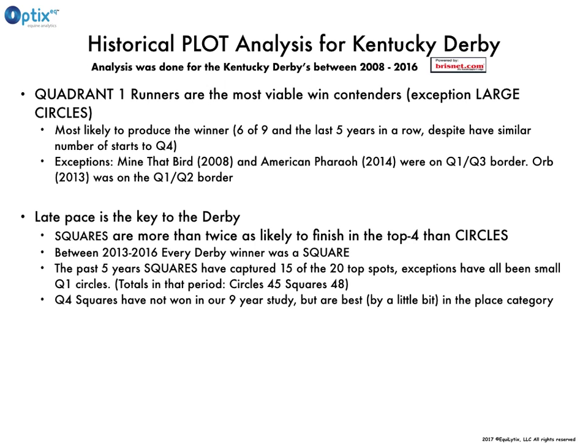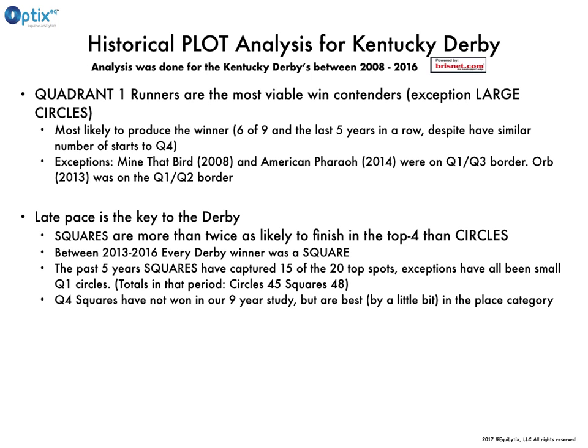Just so you know, the data in that period, the total number of squares and circles were relatively close, so it wasn't skewed to squares. There were 48 squares and 45 circles, so pretty equal. It just shows you the dominance of the square, especially in a race like this. We find this mostly in plot, but in a race like the Derby where they're all trying a mile and a quarter for the first time, it's imperative. One interesting thing that we note in our analysis: Quadrant 4 squares have not won, though, but they do very well in finishing out the exacta.